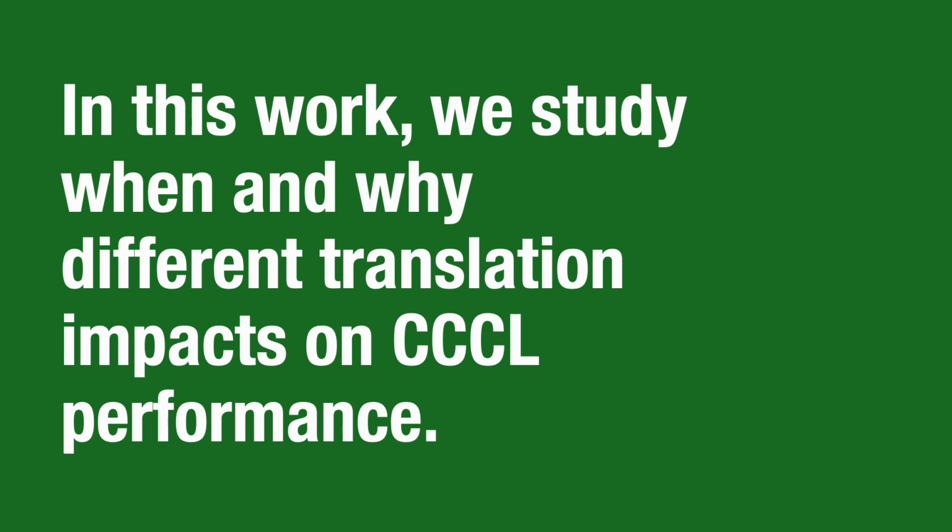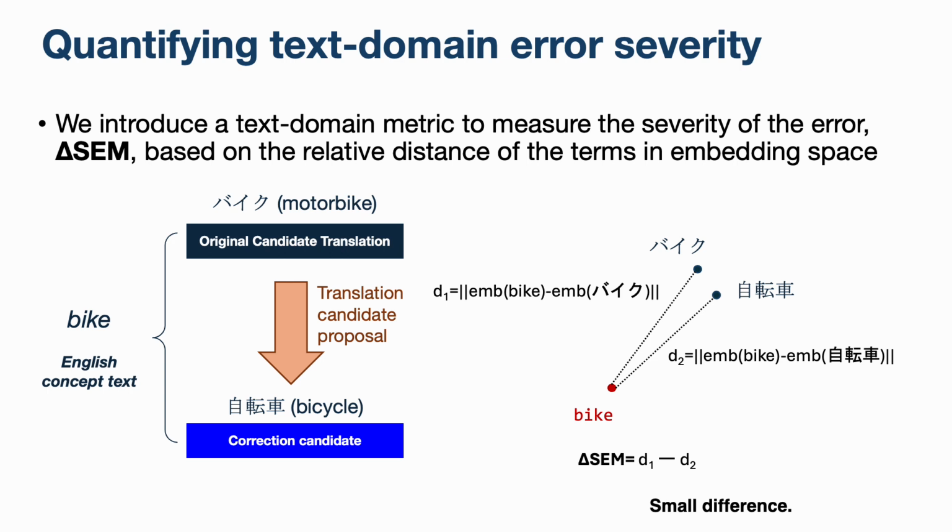So in essence, the purpose of this work is to try to identify when do these translation errors matter and which ones matter, so that we can better understand that we're fairly testing these text-to-image models in terms of their multilingual performance. To do this, we introduce a measure of text domain mistranslation severity that we call delta sem. Basically, the way that this works is we take the original candidate translation in its language, and then we take the correction candidate, and then we assess the distances between the original translation and the translation candidate to the English language original word in a multilingual embedding space.